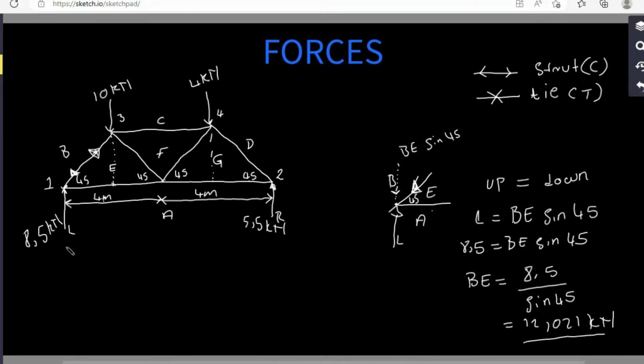But we are not done with this member. We have BE and we have AE. So let's put BE here. BE, we now have it. It's 2.021 kilonewtons, and the nature is a strut. Let's erase this.